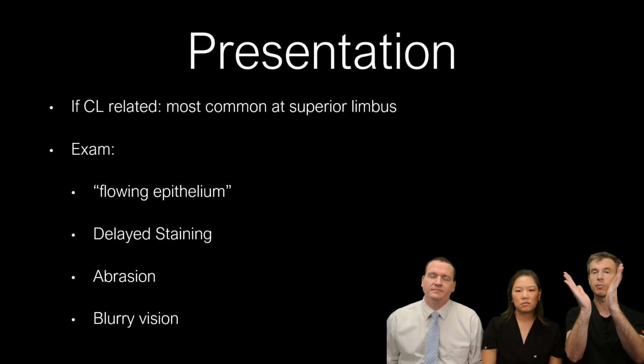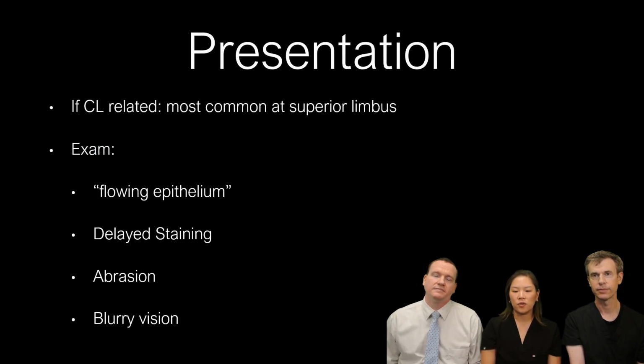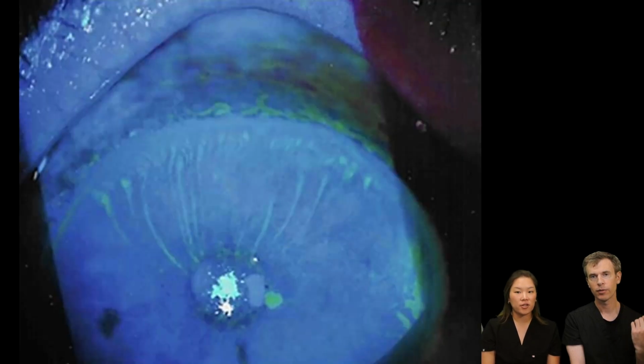Vision tends to start to get blurry once the limbal stem cell deficiency reaches the visual axis. So really checking underneath a lid, I think that's easily missed, and then looking in detail at the epithelium adjacent to any pannus that is formed is the target area that you want to focus on, looking for that flow to find early limbal stem cell deficiency.